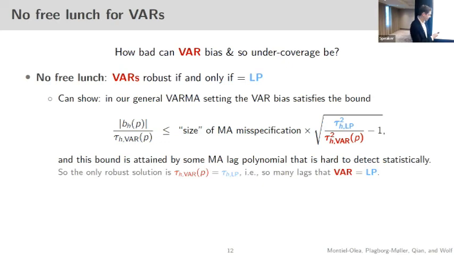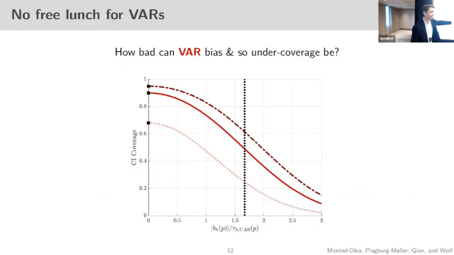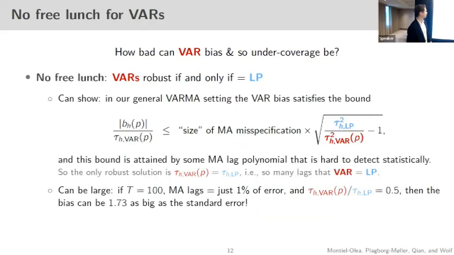You plug that in, and then even if you allow, say, these MA lags are quite small, they only account for roughly 1% of the error overall, these missing lagged MA coefficients you're allowing for, you could get a bias that's 1.73 times as big as the standard error. Okay. And from the previous slide, which I'm going to return to now, that would mean very material undercoverage. Final point I want to mention here before I go to the simulations is, well, this was an inequality, but you can prove that this is a sharp bound. You can attain it for some MA polynomial that is small, that is hard to detect. So the theory seems a little bit concerning here.